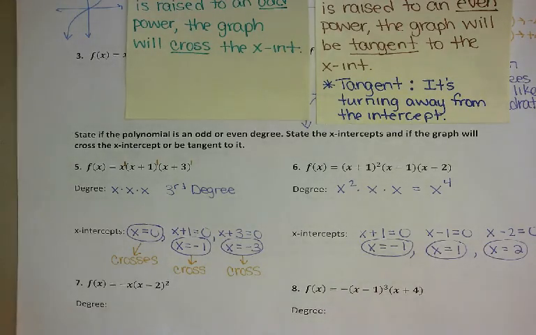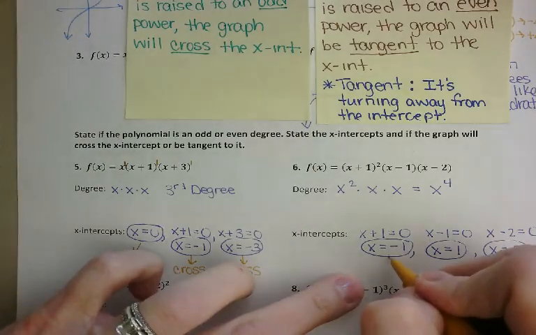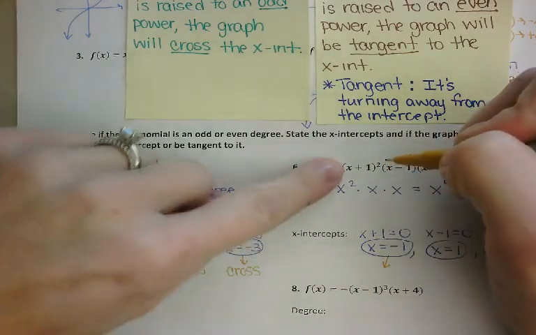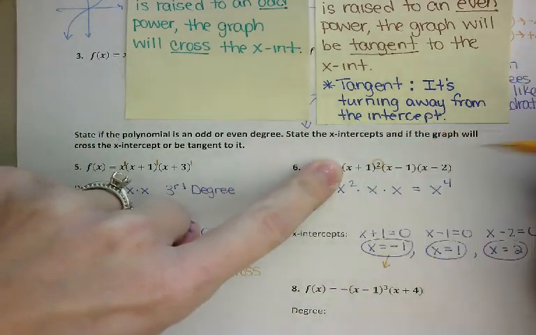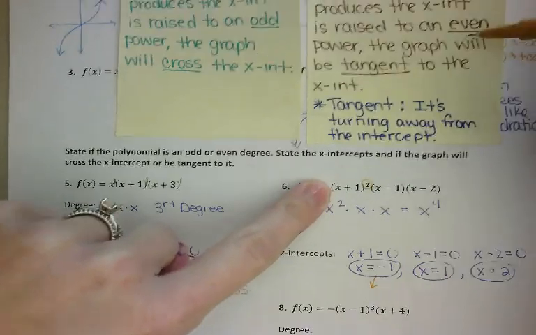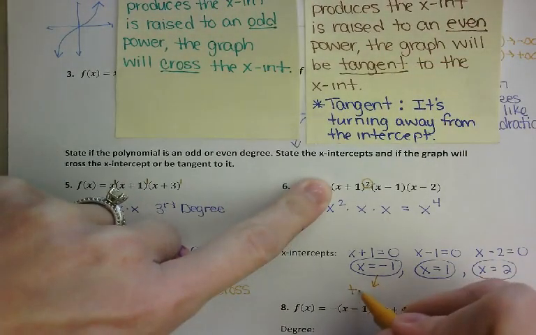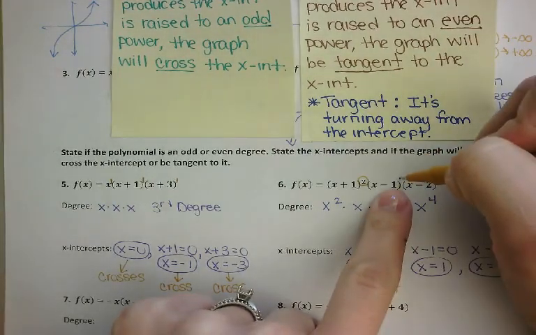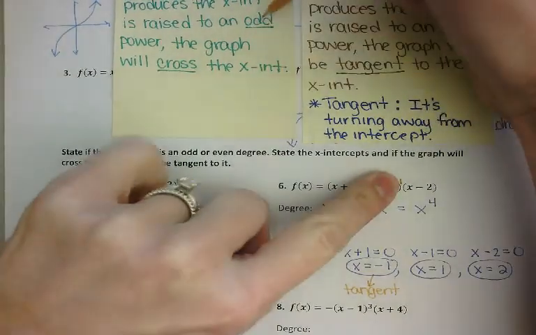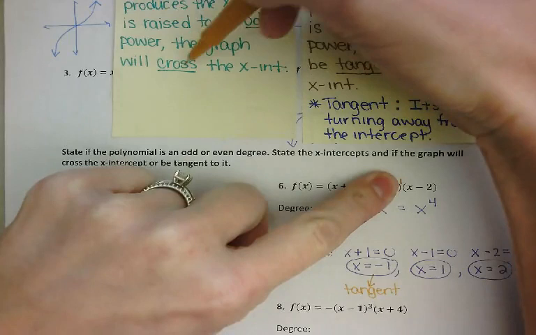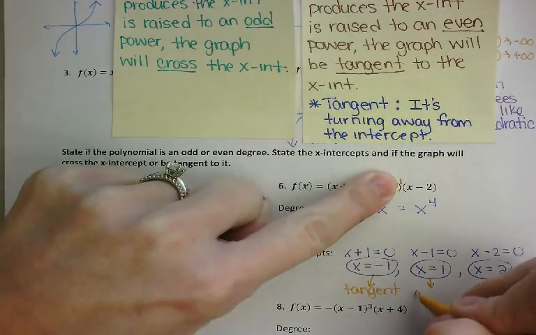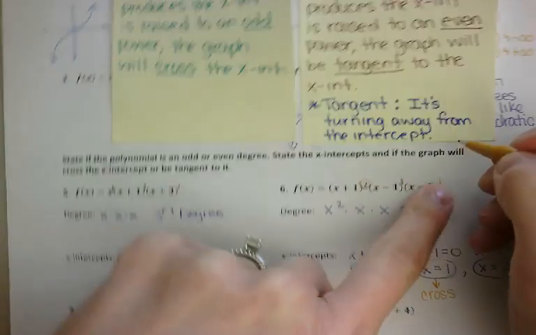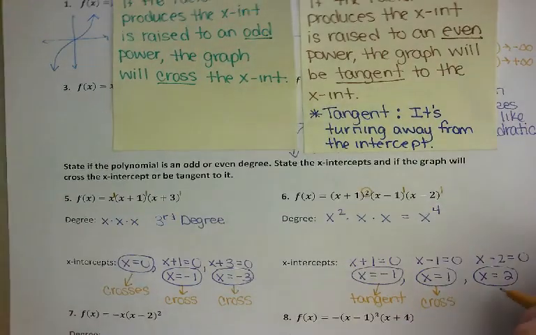Now we need to state if we're going to cross through that x-intercept or if we're going to be tangent. So on this first factor, it was raised to an even degree. So if it's even, then we know that we're going to be tangent. Okay. If I look at this factor, it is a first degree. So since I have a first degree, it's an odd number. So we're going to cross through that x-intercept in just a minute. Okay. X minus 2 is raised to the first, which is an odd number. So we're going to cross through.